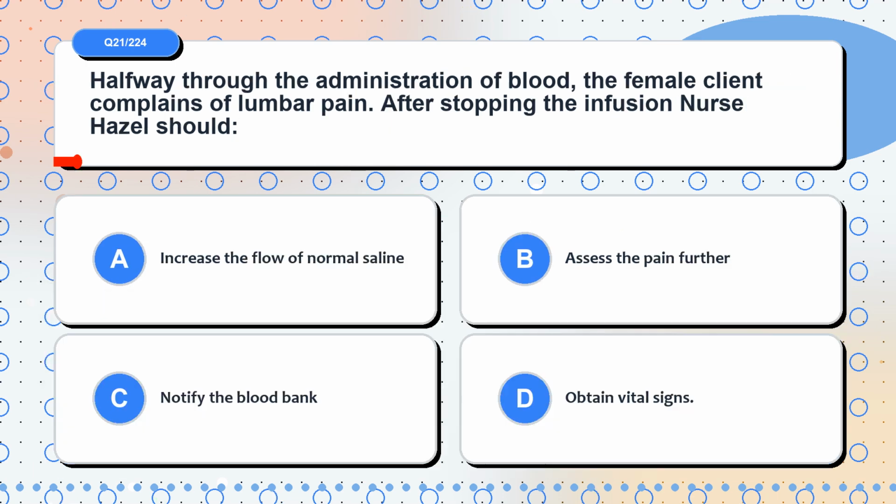Question 21. Halfway through the administration of blood, the female client complains of lumbar pain. After stopping the infusion, Nurse Hazel should. Here are the options. Option A, increase the flow of normal saline. Option B, assess the pain further. Option C, notify the blood bank. Option D, obtain vital signs.